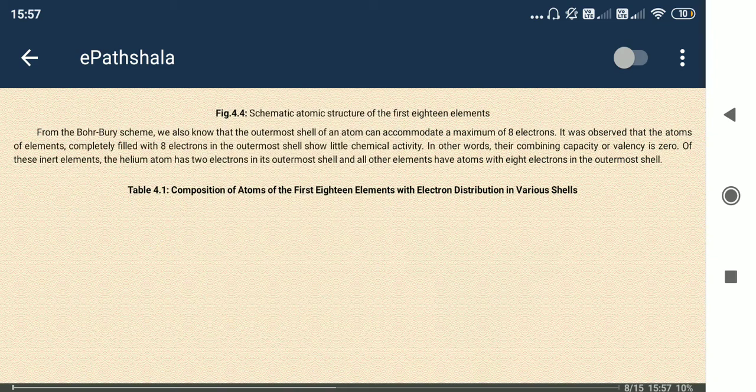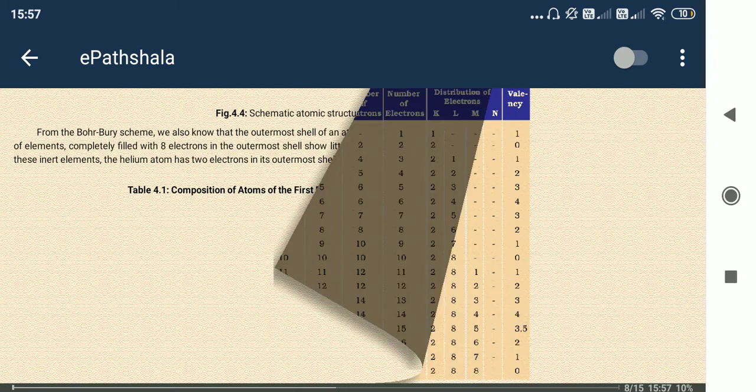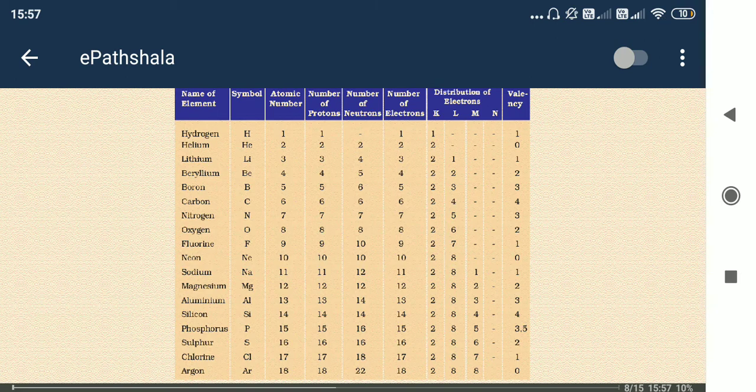Here the symbols are written, and we need to remember them. For hydrogen it is H, for helium it is He, for lithium it is Li, for beryllium Be, for boron B, carbon C. Likewise you need to remember up to 18 only. Okay, these are the usual cases.